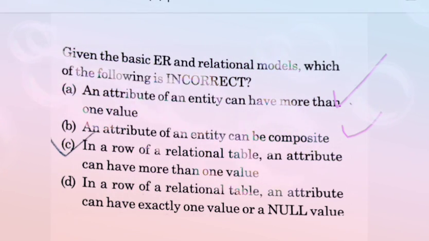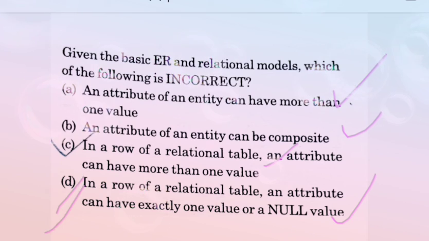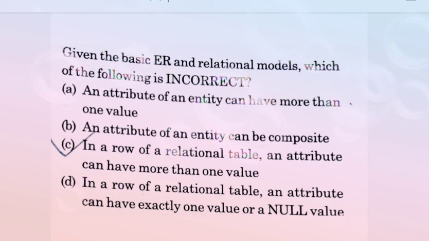Next option C, in a row of a relational table, an attribute can have more than one value. No, it is incorrect. An attribute has only one value. Come to the next option D, in a row of the relational table, an attribute can have exactly one value or a null value. So it is a correct statement. So we directly say that option C is incorrect. So option C is your correct answer for this question.